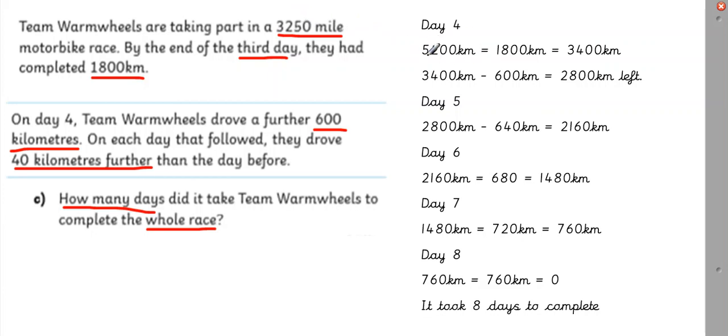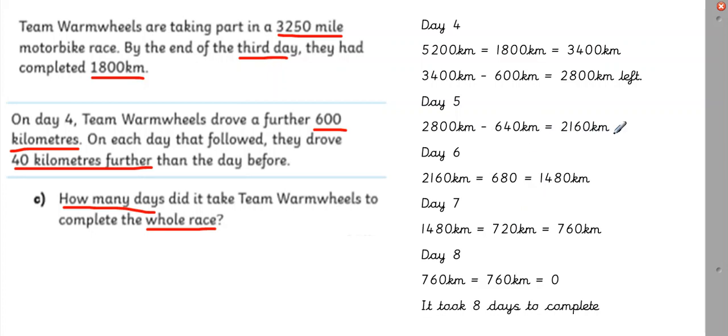So 5,200 kilometres is roughly 3,250 miles. Okay, so I've started from there and I've taken away instead of adding, which is why I've taken 600 kilometres away instead of adding it on. So then day 5, we would have 2,800 kilometres minus 640 kilometres, because remember on each day that followed, they drove 40 kilometres further. So if they drove 600 kilometres on day 4, on day 5, they drove 640 kilometres, day 6, they drove 680 kilometres, day 7, they drove 720 kilometres, and day 8, they drove 760 kilometres. Okay, so you add in 40 each time to the amount that they've driven.